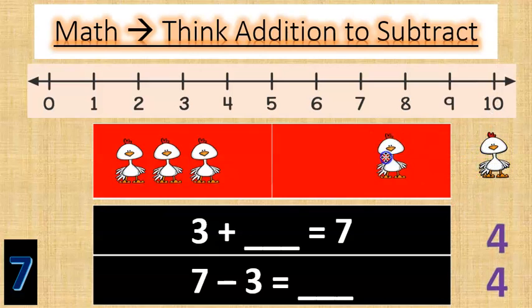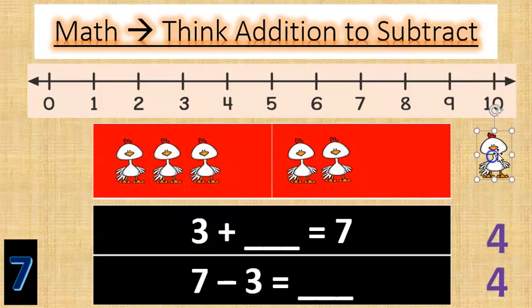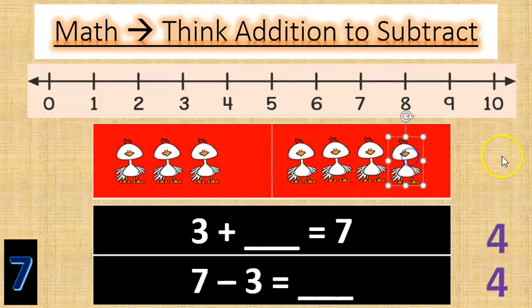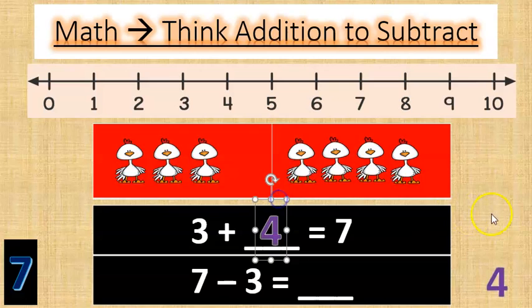So watch. Let's get 4 chickens in here. 1, 2, 3, and 4. Look at that. We now have 4 chickens here. So since there are 4 chickens here, what number goes here? 4. Good job. So let's insert 4 here. And look at that. Our addition equation is complete.